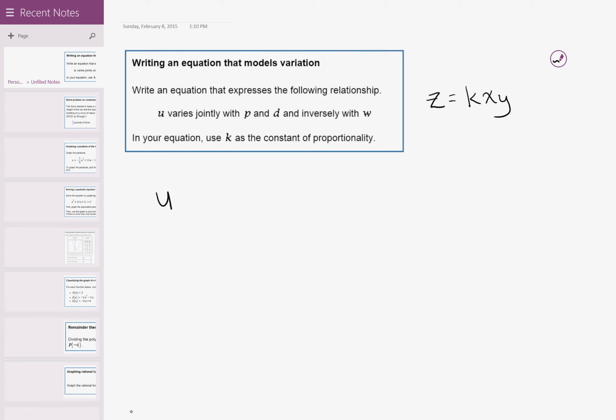So here I'm given that u varies jointly with p and d. So this is a constant times p times d, and inversely with w.